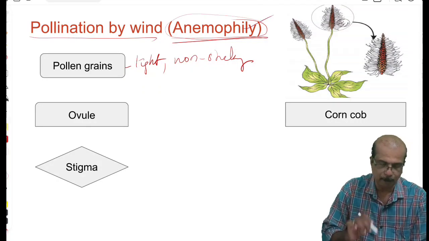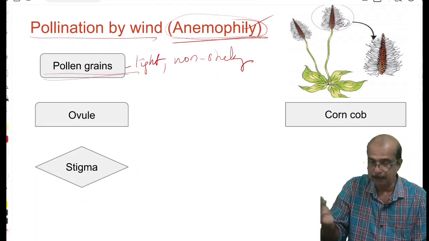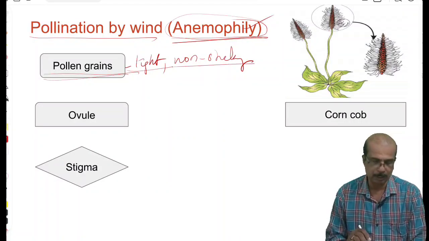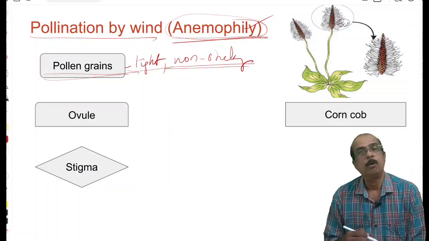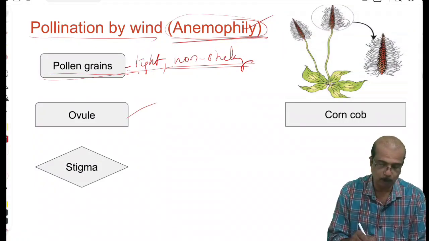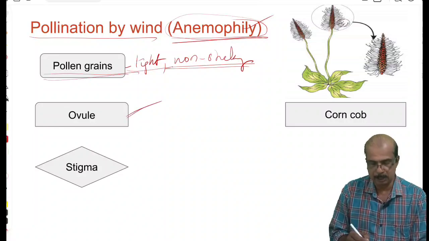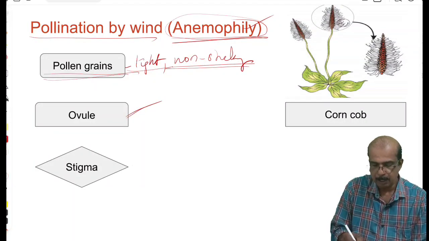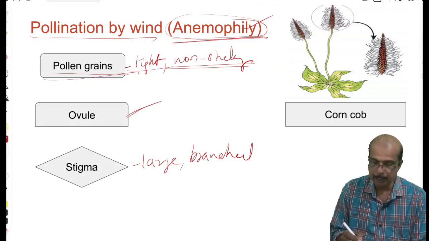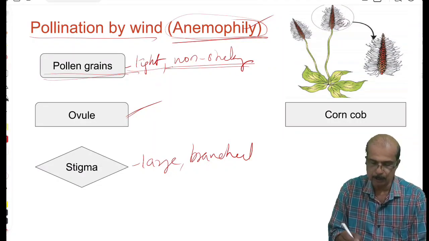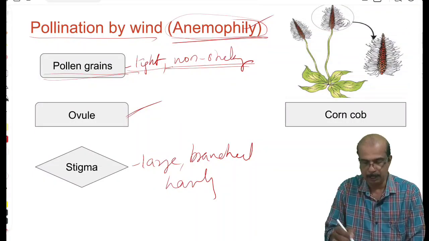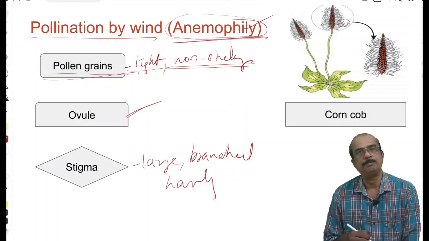First of all, the nature of pollen grains. The pollen grains are light-weighted, can be transported along with air, and they are non-sticky. What about ovules? Only one ovule may be present in each ovary. What about stigma? Large stigma, branched and hairy also, because the pollen grain can cling to the hairy stigma.